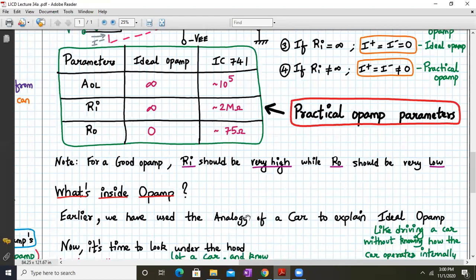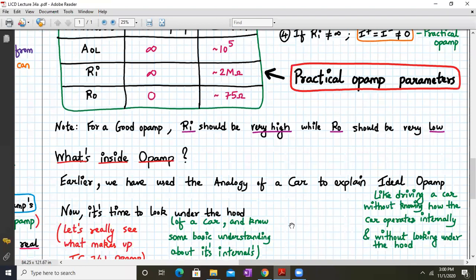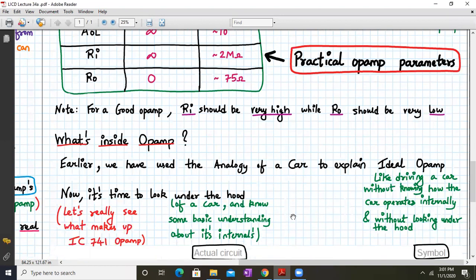Now, what's inside an op-amp? Earlier, we used the analogy of a car to explain the ideal op-amp, like driving a car without knowing how the car operates internally, without looking under the hood. Now it's time to look under the hood of a car and gain some basic understanding of its internals. So let's really see what makes up IC741 from inside.